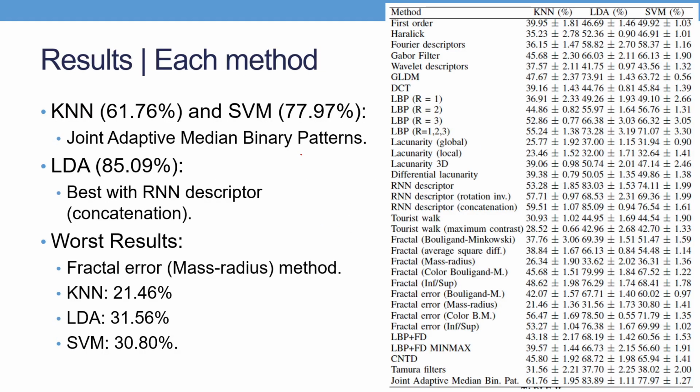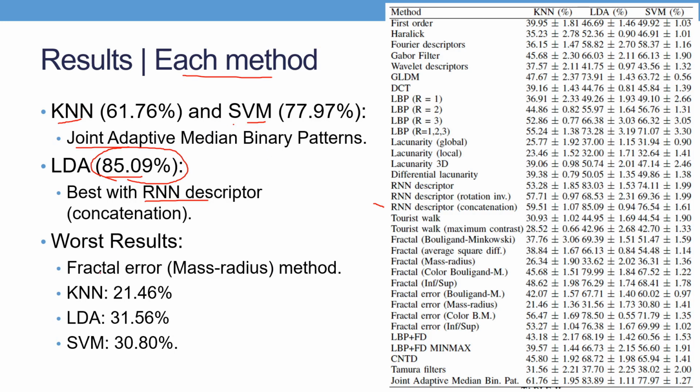Results. First, we evaluate each method separately. So we have that KNN and SVM achieved the best results with the joint adaptive median binary patterns method. LDA achieved the best combination with the concatenation of Gaussian descriptors here. And we see that it's a much better result than the other 2 classifiers.